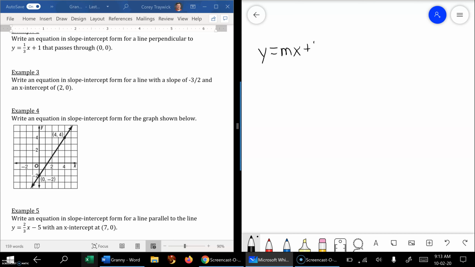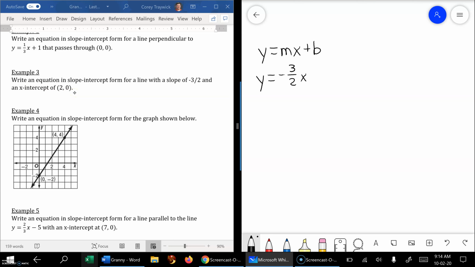All right, so the slope, it tells us it's exactly -3 over 2, so that's going to be easy. We just stick a -3 over 2 right there. Now we got to find the y-intercept, but be careful, sugar, because this says an x-intercept. That's not a y-intercept. All we know is that our line goes through this point, (2, 0).